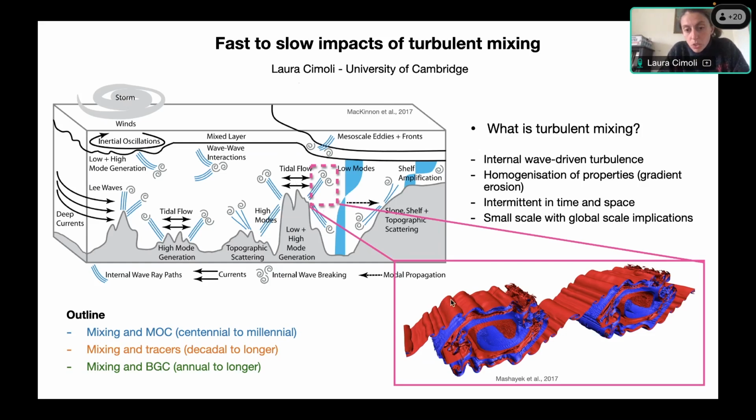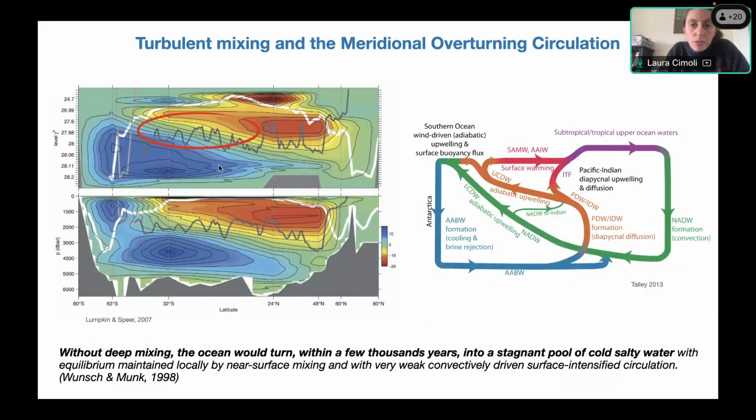But despite this small scale, it can really have global implications, which is what I'll discuss in the rest of the talk, starting with how it contributes to regulating the strength of the MOC, particularly of the lower limb, so in terms of Antarctic Bottom Waters.